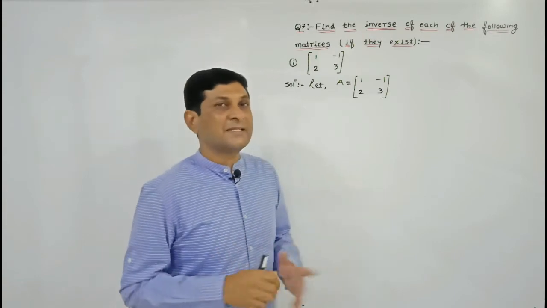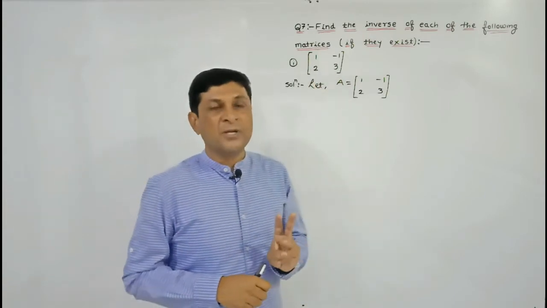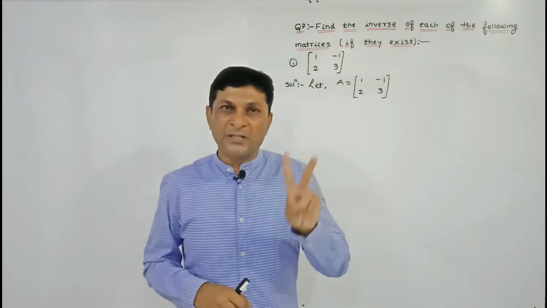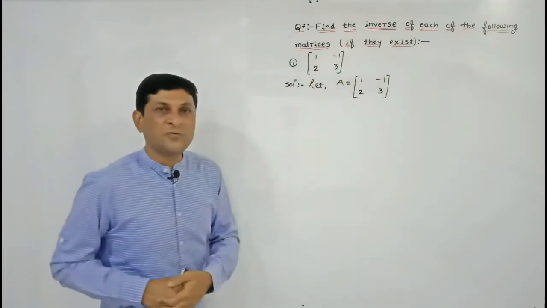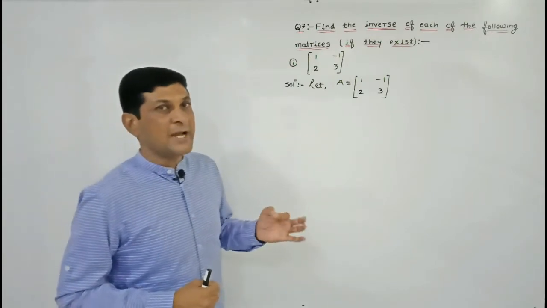So total 6 examples are there of order 2 by 2. We will solve 2 examples by adjoint method, 2 by row transformation, and 2 by column transformation. So let us try to find out the inverse of this matrix applying the adjoint method.